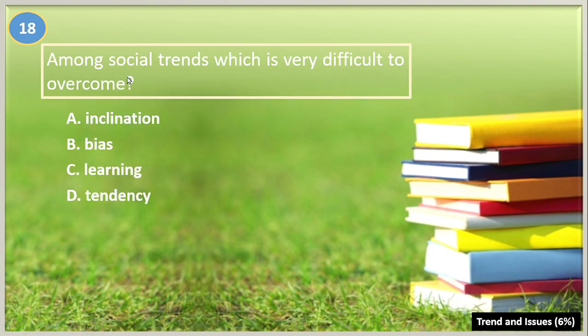18. Among social trends, which is very difficult to overcome? A. Inclination. B. Bias. C. Learning. D. Tendency. The answer is letter B, bias. Okay? Bias is very difficult to overcome.